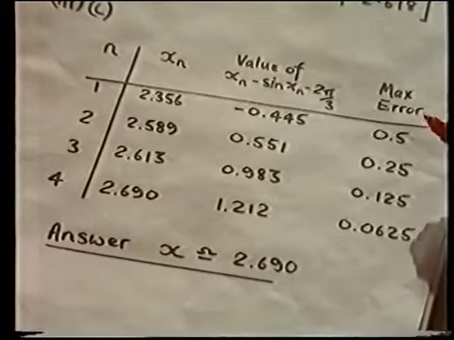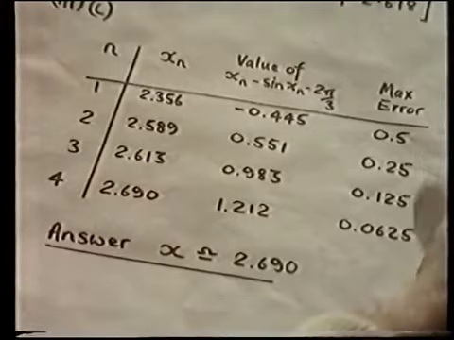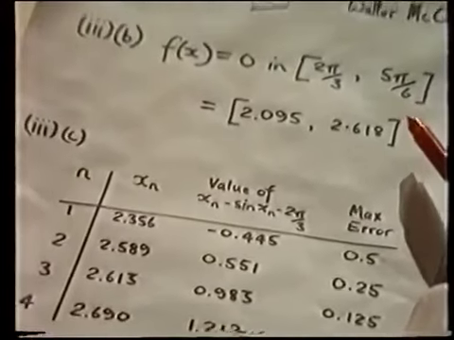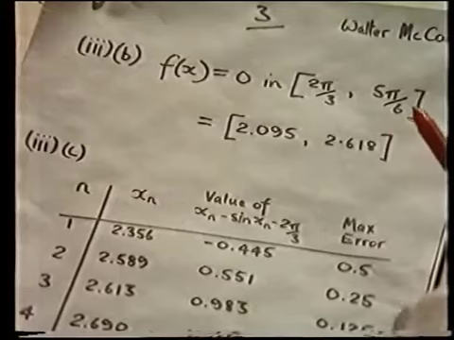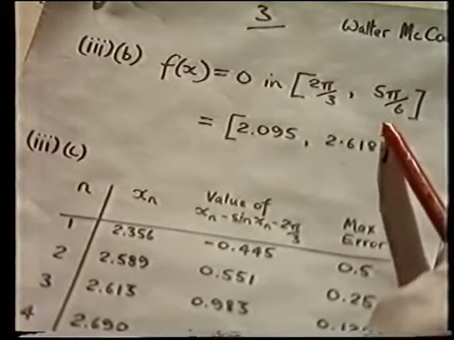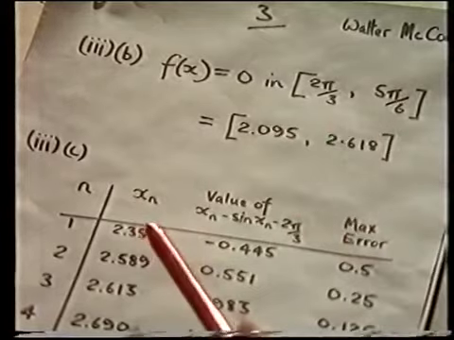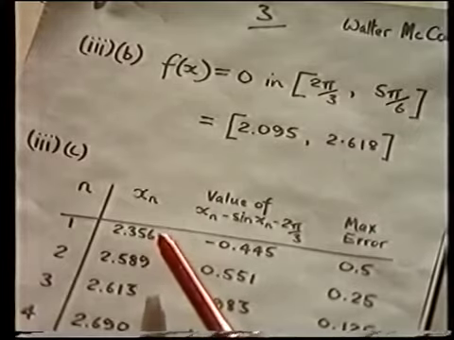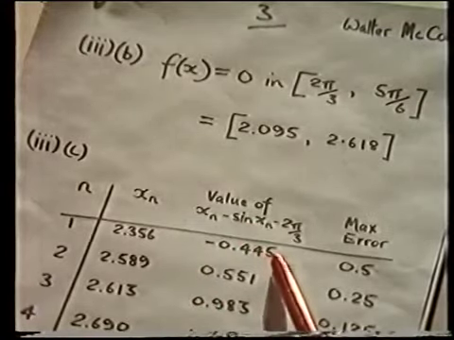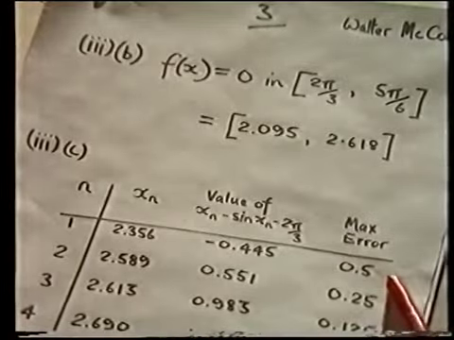So, what's gone wrong? Well, the student's got the right starting interval in part B, and his first approximation, x1, ought to be midway between 2 pi by 3 and 5 pi by 6, and in fact it is 2.356 to 3 places of decimals. Now, the value of the expression for x1, that's correct as well, but the maximum error is wrong.